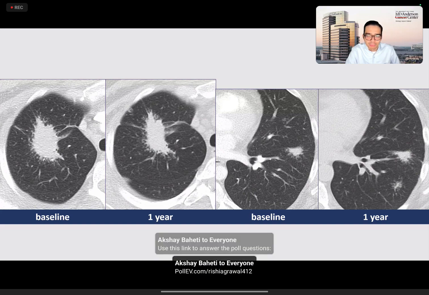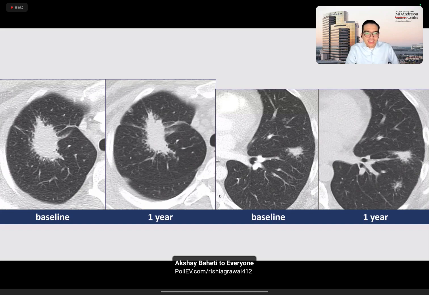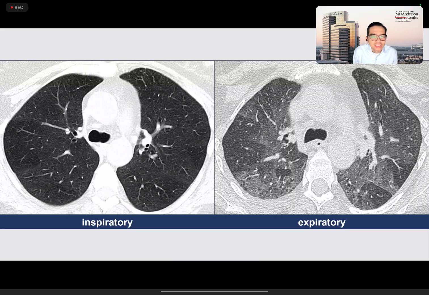All right. So yes, I mentioned another manifestation is that you can have air trapping. A good minority of patients will have air trapping, and so you may not see those patients have perilymphatic nodules, as in this patient. This patient had expiratory air trapping.